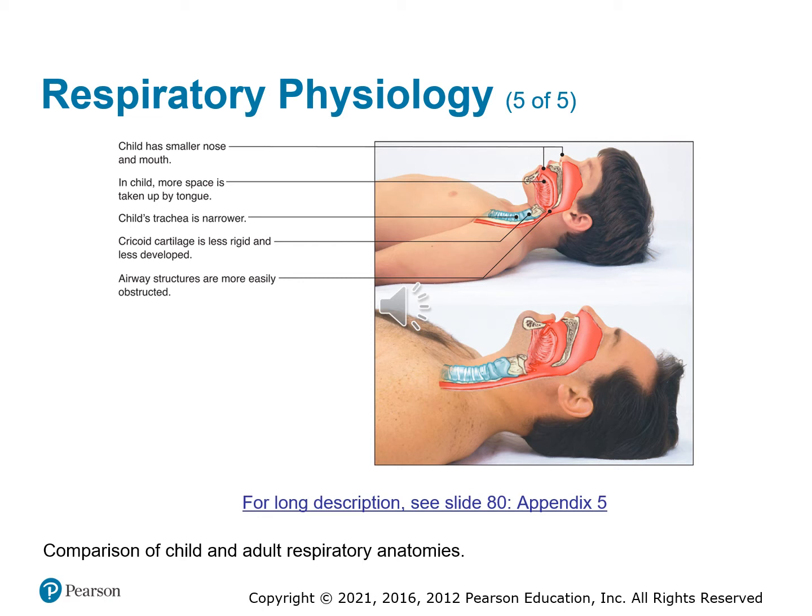But when we talk about children, the cricoid cartilage is less rigid, so it's a little more pliable, and the airway structures are more easily obstructed because of this. With those cartilage rings around the trachea in adults, it helps to protect the airway more. It takes a lot more force to compress those to actually close off the trachea. And again, the tongue is larger, allowing it to slip back into the pharynx area and close off the airway for children as well.